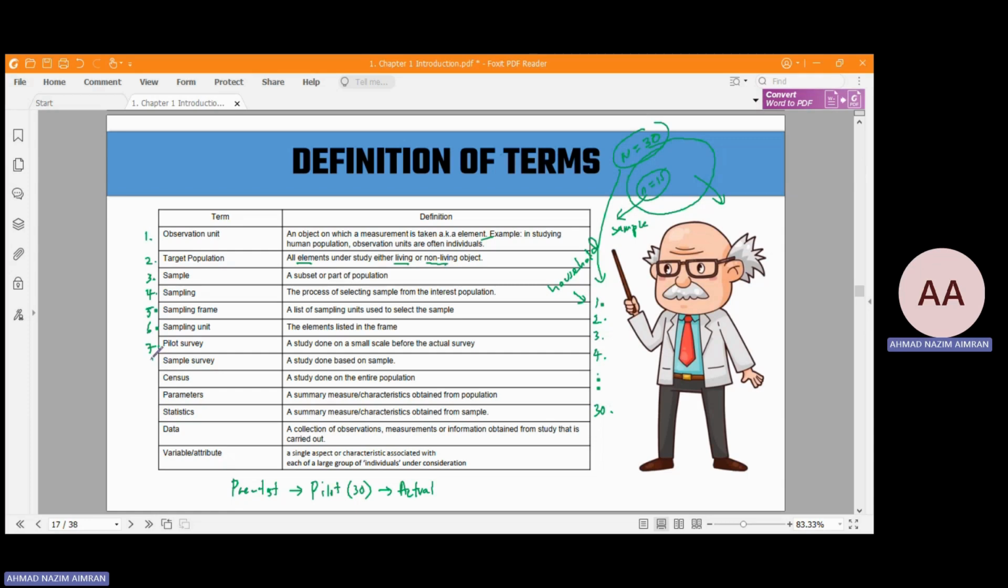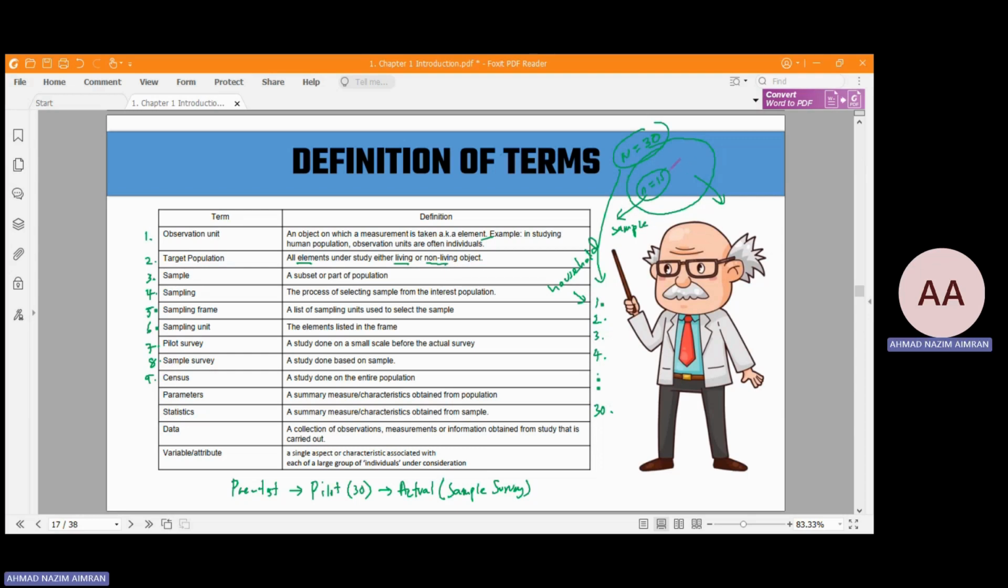Number 8 is sample survey, a study done based on a sample. So the actual study is also known as the sample survey. On the other hand, if you use every unit in the population, let's say every student in the population, it is called a census.